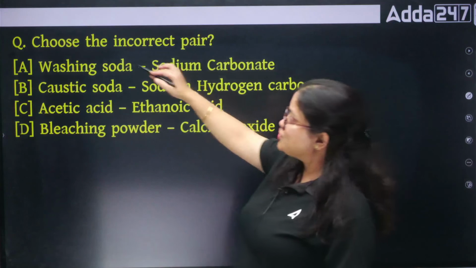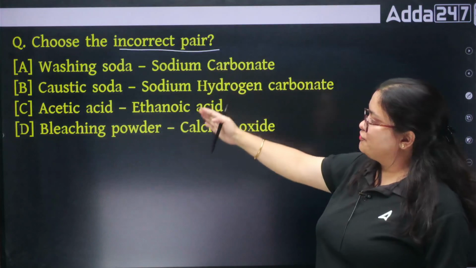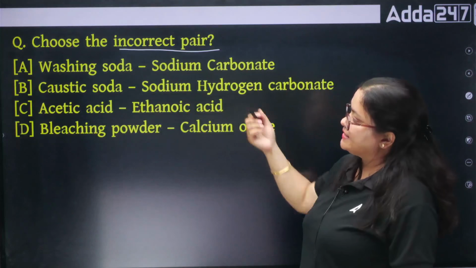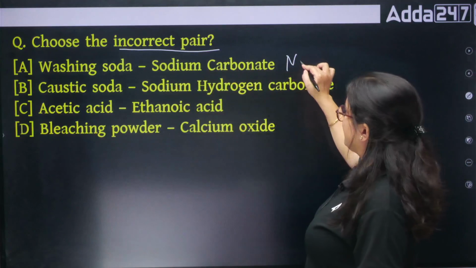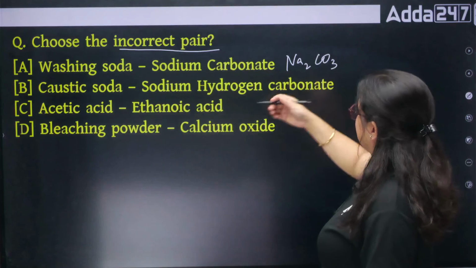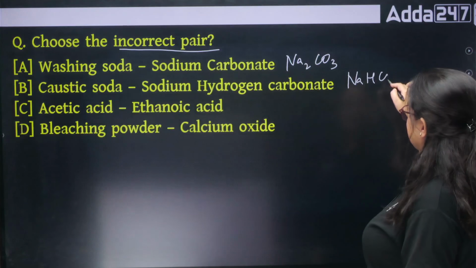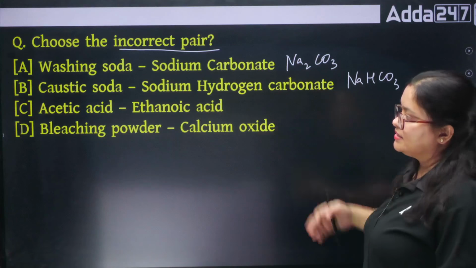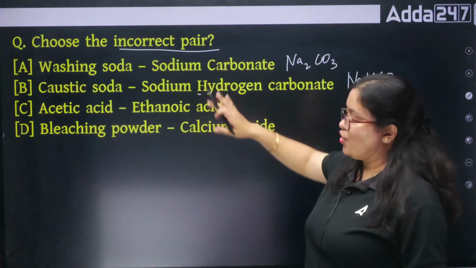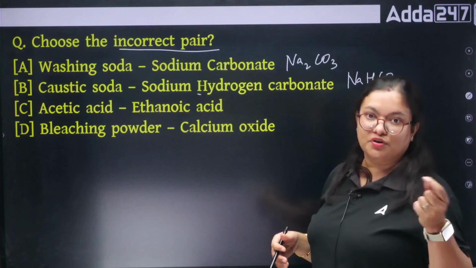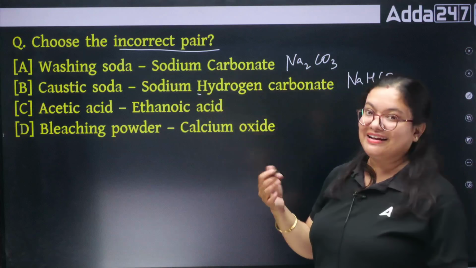Next, choose the incorrect pair. There are four options. Amongst these, one is incorrect. Which one is incorrect? Washing soda is known as sodium carbonate. Baking soda is known as sodium hydrogen carbonate. We usually use both of these for cleaning purposes, or sometimes a small amount is used for cooking purposes. This is for cleaning our clothes.